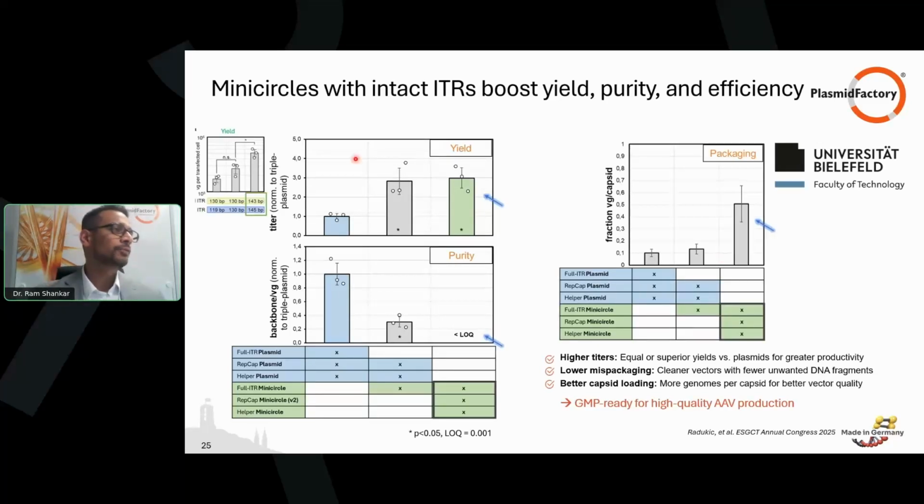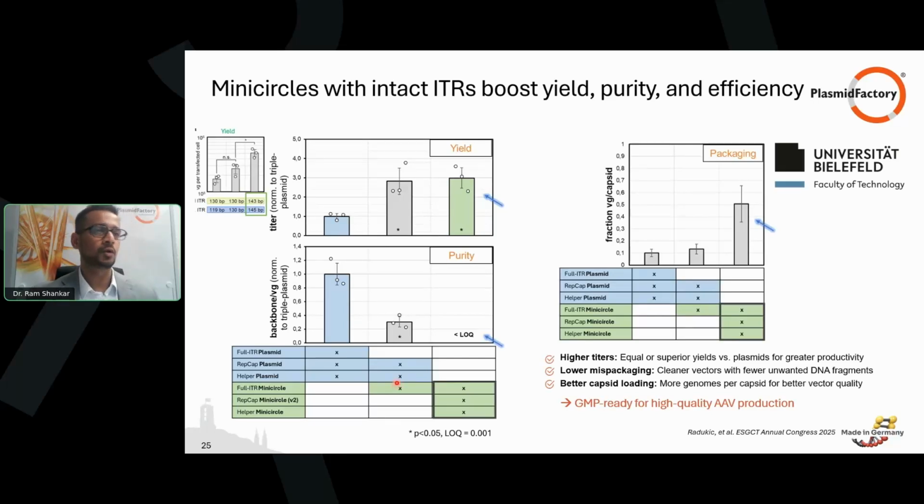So on the left, I've just shown this small image that you saw earlier, 2-3 slides back. The best condition that you saw in this image, the one with the full ITR plasmids, how they increase the yield that you saw earlier. If you take this condition as normalized to 1, it is now possible to just replace the vector construct with a minicircle and then push up this genomic yield further 3 times higher. Okay, just by changing this.